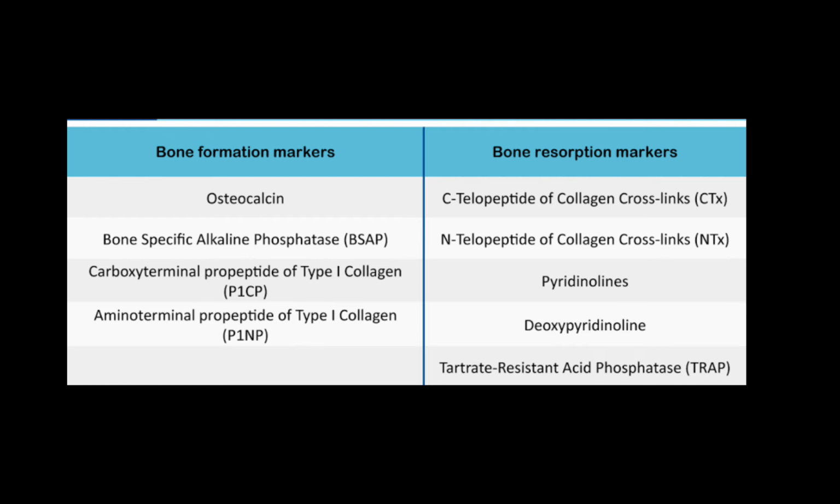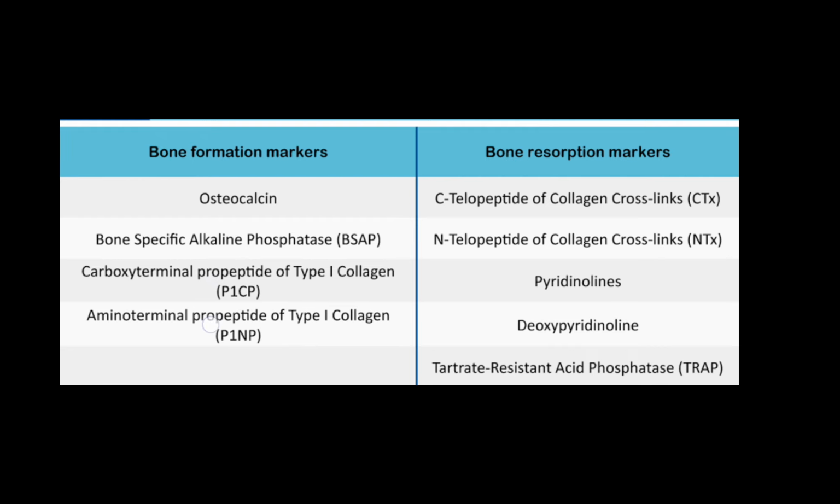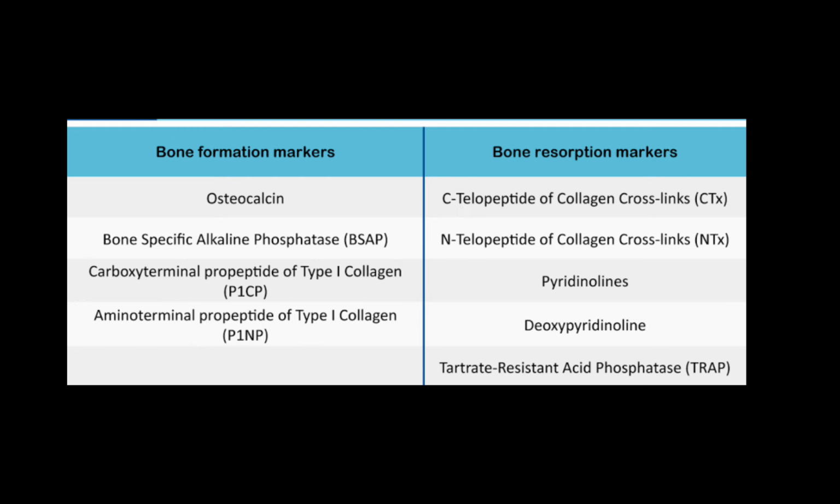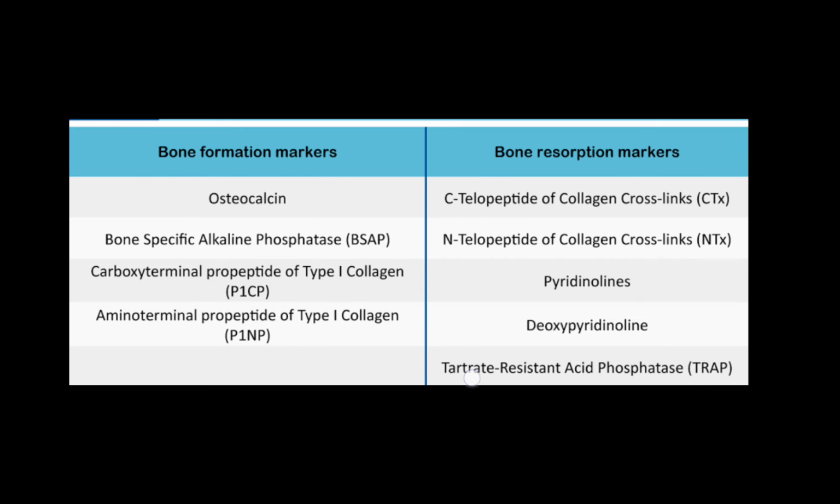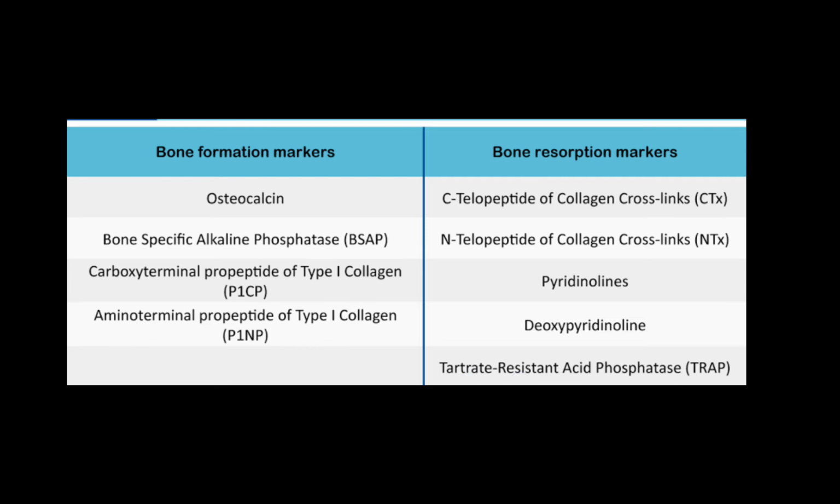In the bone turnover markers, there are propeptides, and telopeptides of collagen crosslinks: C telopeptide and N telopeptide. Then there is alkaline phosphatase, and acid phosphatase, tartrate resistant acid phosphatase. Then another two markers are pyridinolines and deoxypyridinolines. Osteocalcin means calcium-forming, that's how we can remember it. So these are bone formation and bone resorption markers.